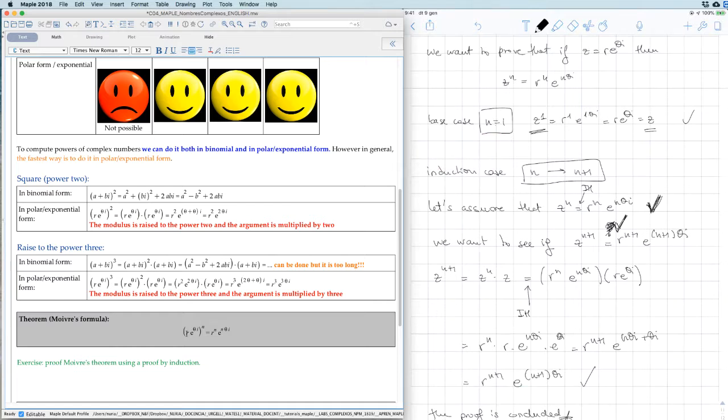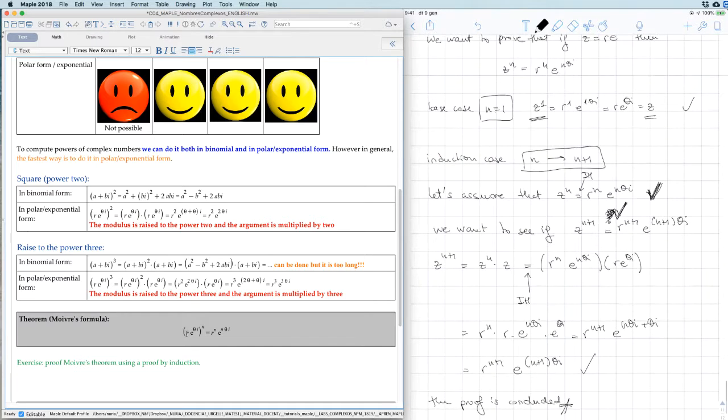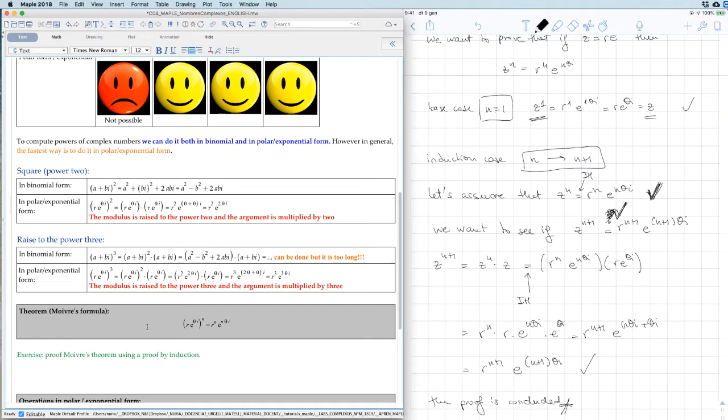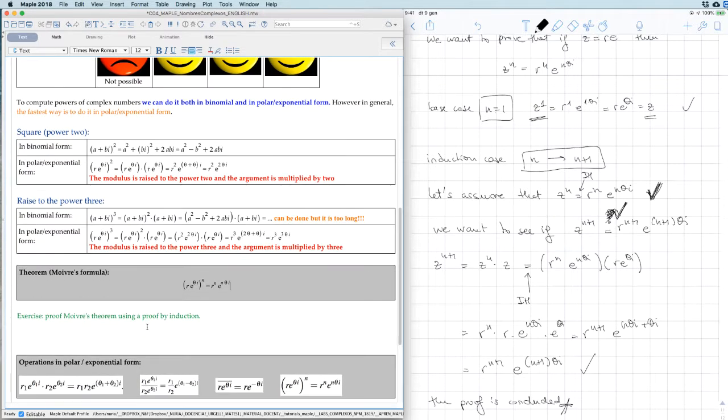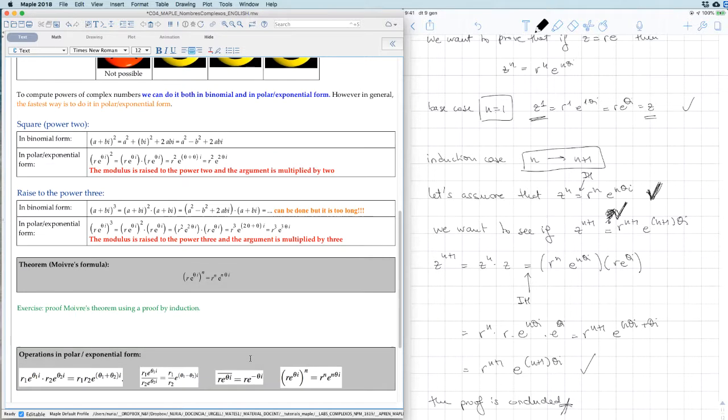Okay? So we have proved by induction that De Moivre's formula is true. Now, what do we have if we recall the operations? When we multiply two complex numbers, we multiply the modulus and we add the arguments. When we divide, we divide the modulus and we subtract the arguments. If we do the conjugate, we just change the sign of the argument. And when we do powers, we raise the modulus to the power n, but we multiply the argument by n.